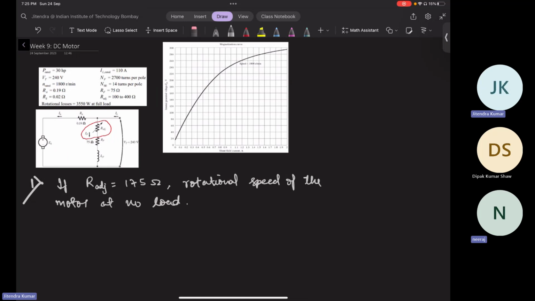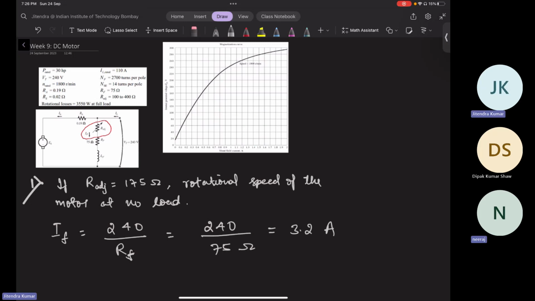So earlier the field current would have been how much? Vt divided by Rf, right? That would be equal to 240 divided by Rf, which is 75 ohm, right? So it will be equal to 3.2 amps.